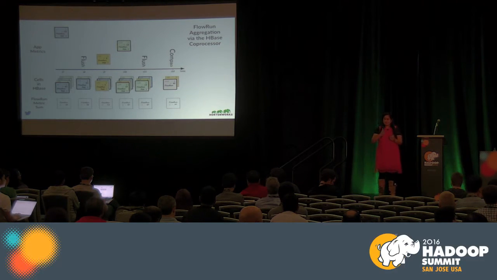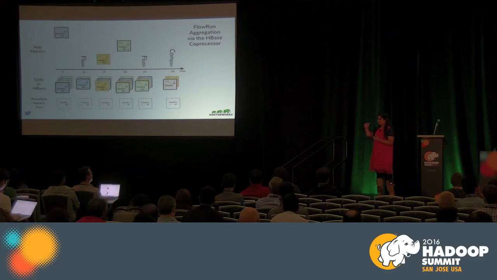So over time, as applications in your flow complete, you will end up with just one cell for that column, and that will represent the aggregated metric value for that particular metric. And this is how we use coprocessors to do this aggregation.